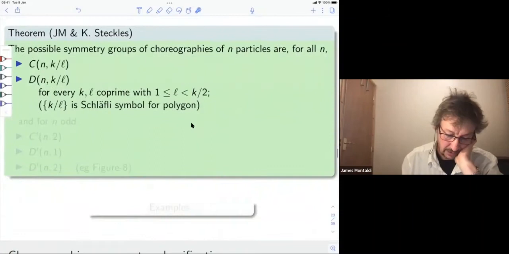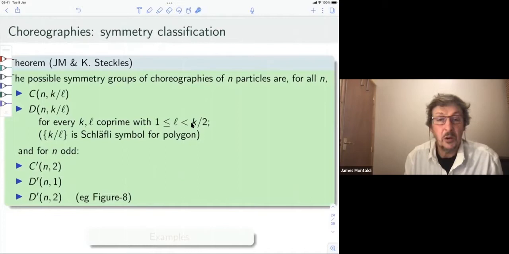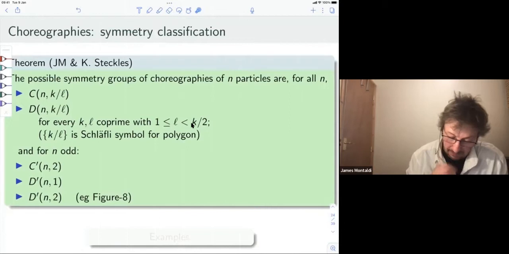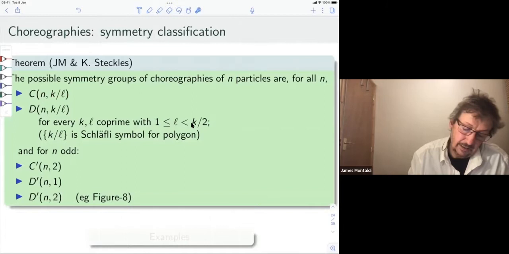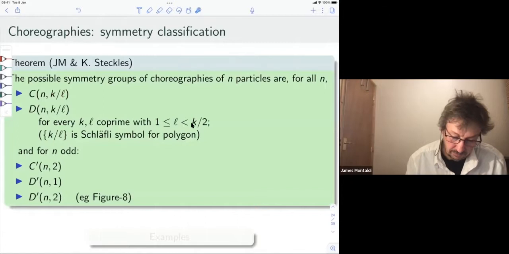So here's the theorem, the classification. I'm not going to go into what all the things mean. It's easier to look at the examples, I think. So essentially this means you've got cyclic symmetry, with the n here meaning the number of particles, and k slash l means that they're moving on a k-gon with Schläfli symbol k slash l. So 5 slash 2 would be a pentagram, 5 slash 1 would be a pentagon, for example. If l is 1, we don't usually bother writing it down.